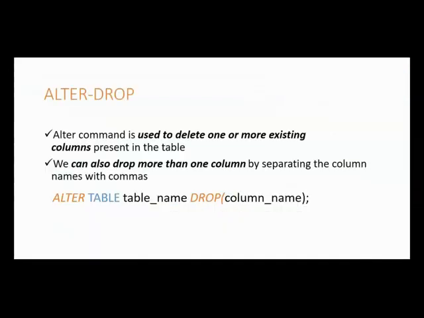What is this drop command? With the help of the delete command, you can delete only rows. At the dimension of the rows only we can delete data. But if you want to delete columns, then you must use the drop command in combination with alter. So the alter command is used to delete one or more existing columns present in the table, and we can also drop more than one column by separating them with commas. So alter table, table name, drop column name. Which column you want to drop?